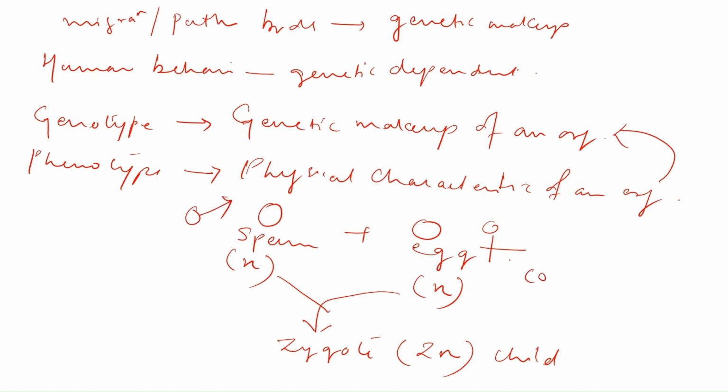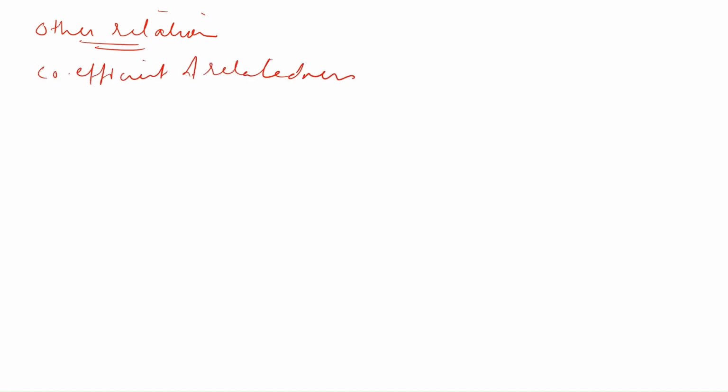That means the coefficient of relatedness is 0.5. That means they share 50% genes from each parent. Now this is true for other relatives also. We share some portion of genes, or we have a coefficient of relatedness, with other relatives also.